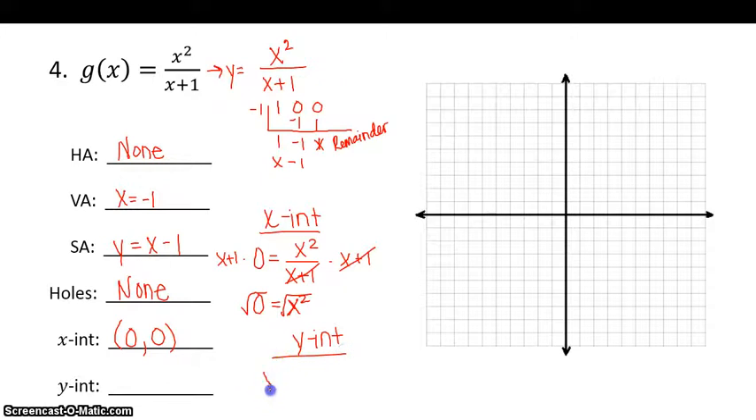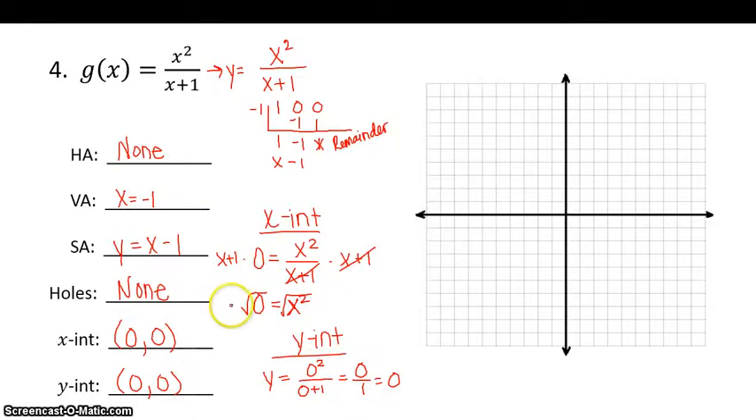So I plug in 0 for all the x's. So 0 squared over 0 plus 1, 0 over 1, which equals 0. So the y-intercept is also 0, 0, because at the origin, that's where it touches the x and the y-axis. Okay? So those are the things that you should have gotten when you worked with your partner to get all of the stuff we talked about last night.